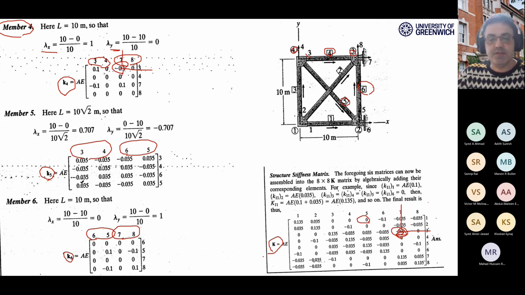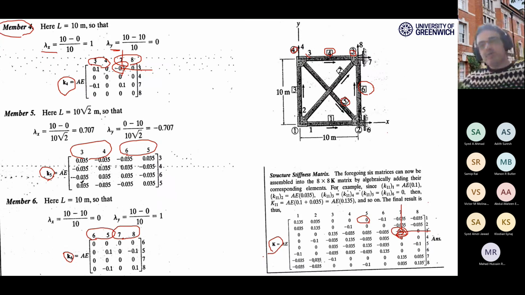And do not try to invert this matrix because it's not invertible, and the determinant might be 0 or negative, because so far we haven't done anything regarding the supports. So it doesn't understand that this structure has any support. So we need to apply the boundary conditions for this 8 by 8 matrix.